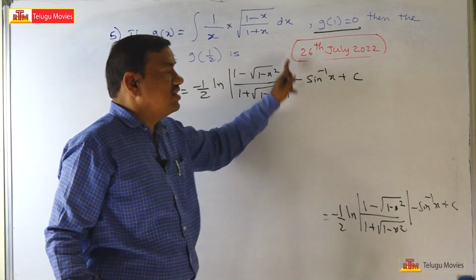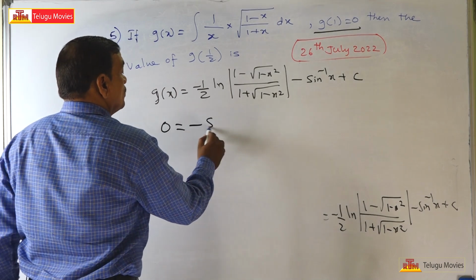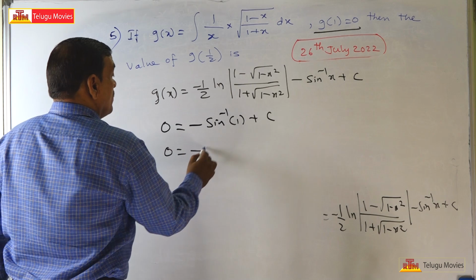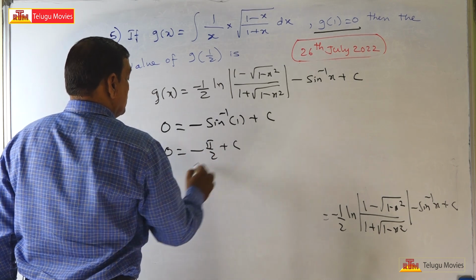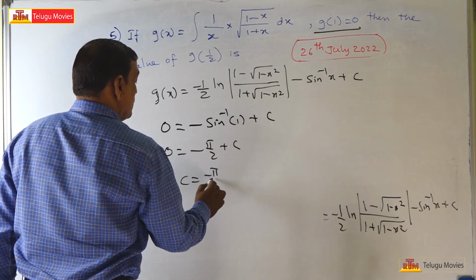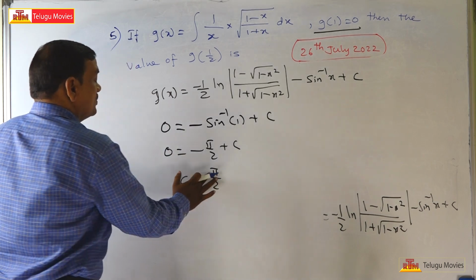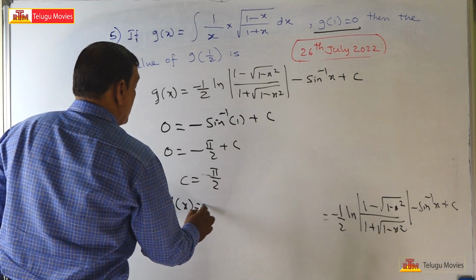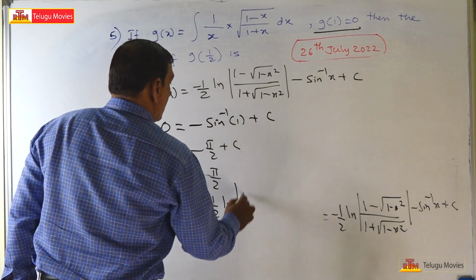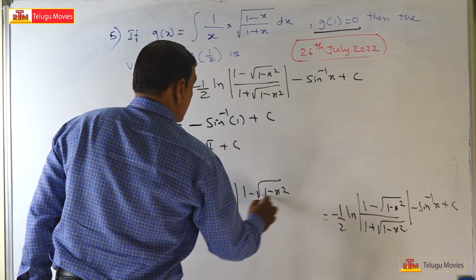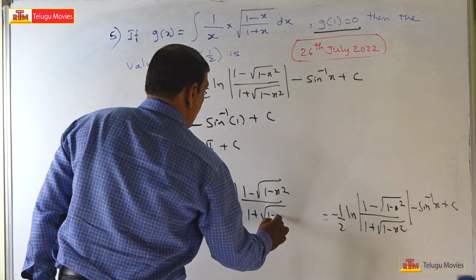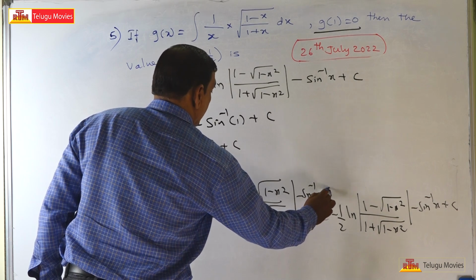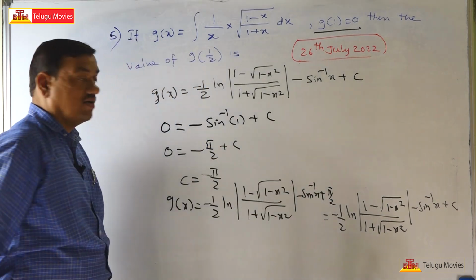So total this value is 0, that is equal to minus sine inverse of 1 plus c, that is equal to minus pi by 2 plus c. So your c value is plus pi by 2. C value is pi by 2. Now, what is your g of x value? So, g of x value is equal to 1 by 2 ln of 1 minus root of 1 minus x square upon 1 plus root of 1 minus x square, minus sin inverse of x plus pi by 2. So, this is your final result.